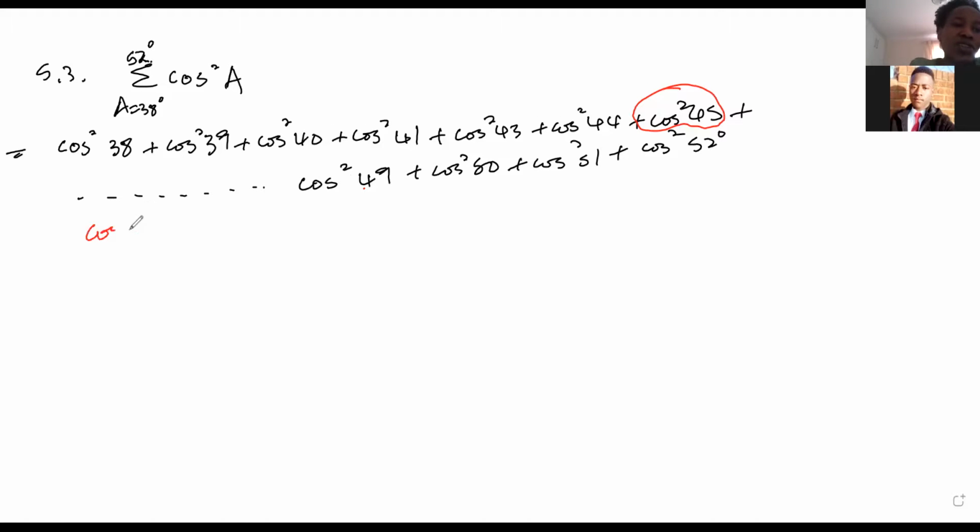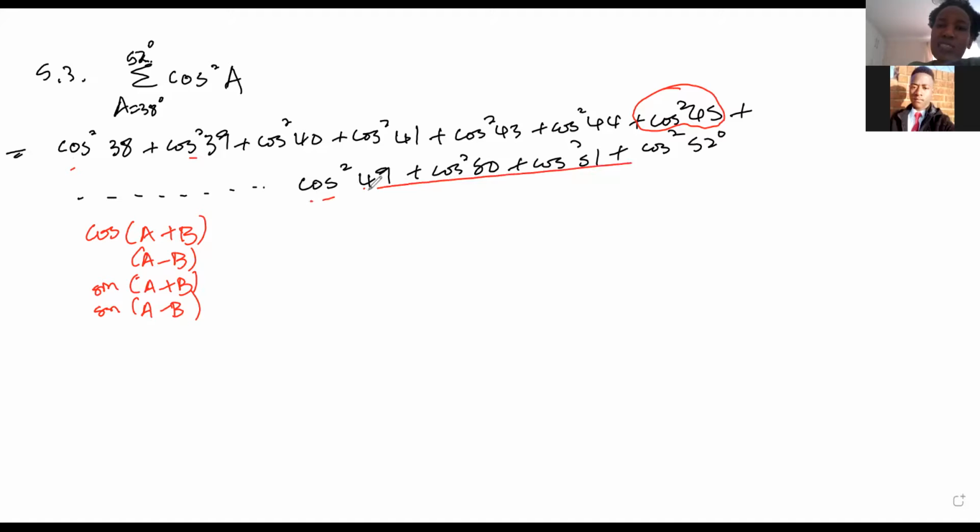So to have either cos A plus B, or cos A minus B, or sine A plus B, sine A minus B. Okay. But for us to have those, then we need to have similar angles here. So we can try to change these angles after 45 here. So let's see if we try that. Let's see what's going to happen.